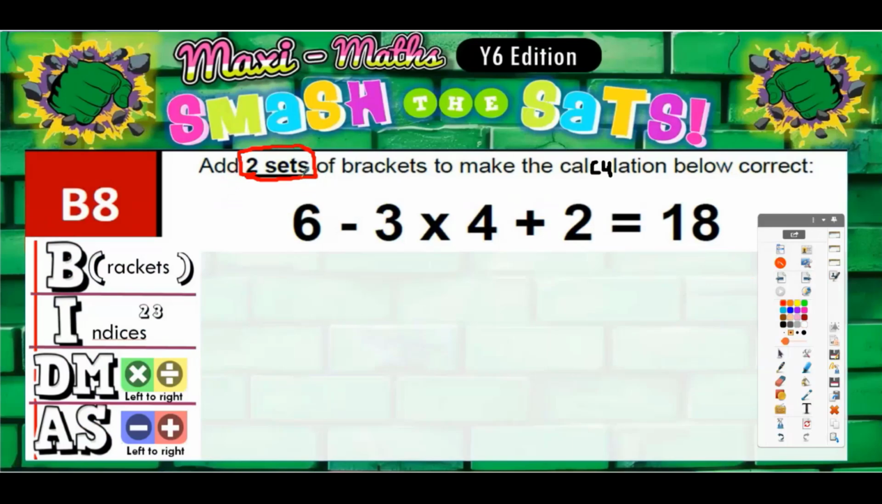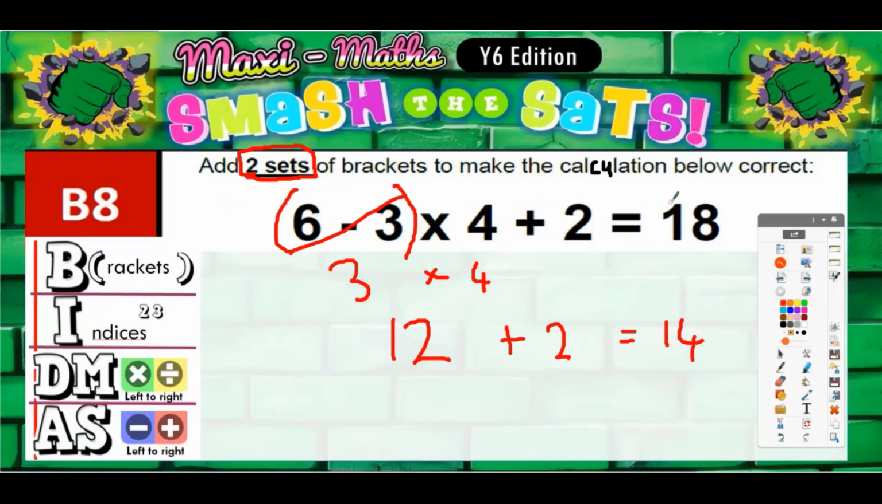So if we only put one set of brackets in there and see where that takes us, we'd have to do the brackets first, which would be 6 take away 3 is 3. And then M for multiply comes before A for add. So then you'd have to do multiply by 4. 3 times 4 would be 12. And then you would add, finally, the 2. And 12 add 2 would be 14. Now, that's no good because we're trying to make 18. So that would be completely wrong.